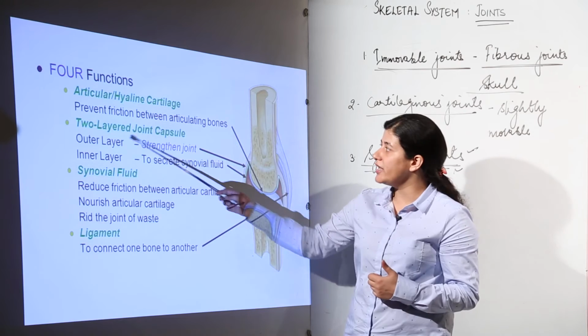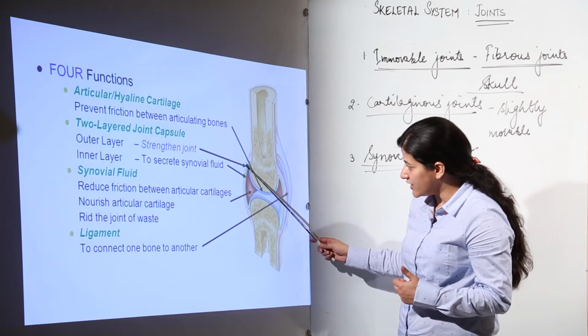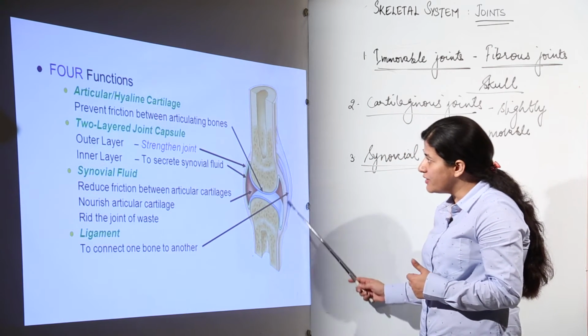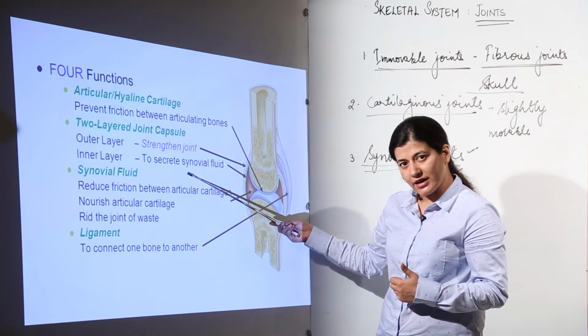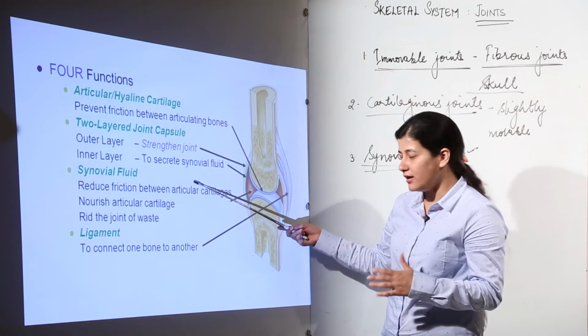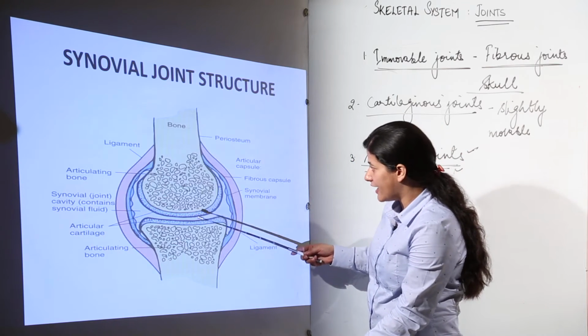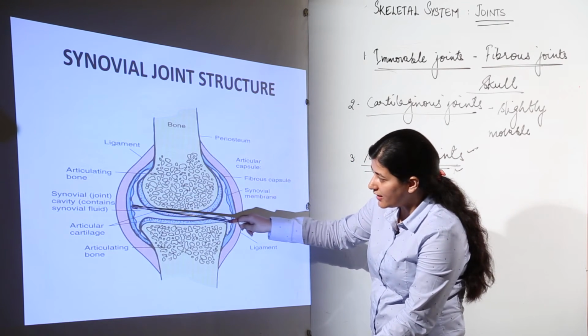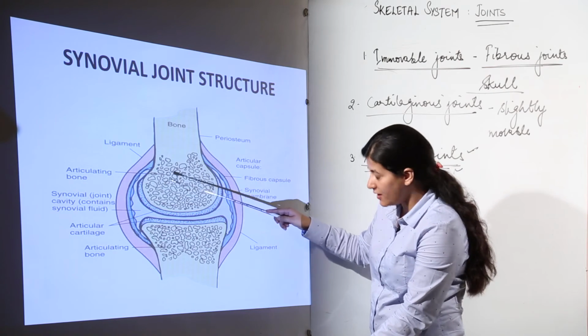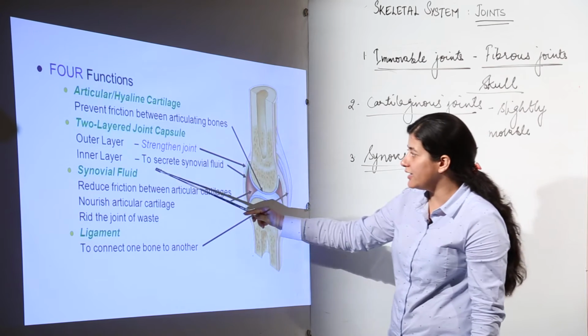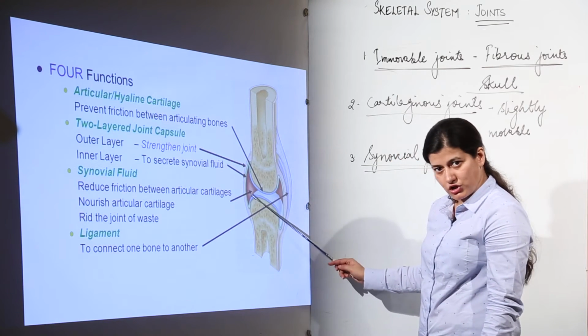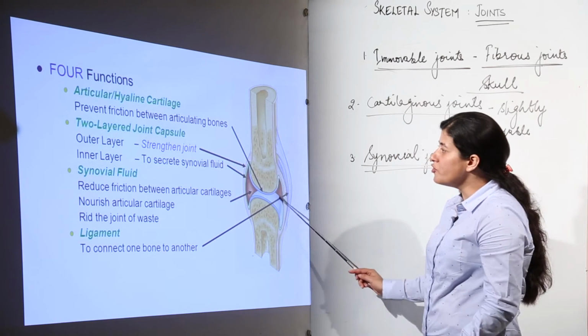Then we have the two-layered joint capsule. We have seen that there was a capsule formed by ligaments. The outer layer is for strengthening the joint, and the inner layer has the synovial membrane, as you see in the previous diagram. This is the synovial membrane, and the outer layer has the ligament. The outer one is for strengthening the joint and the inner one is for the secretion of synovial fluid so that the movement can take place.